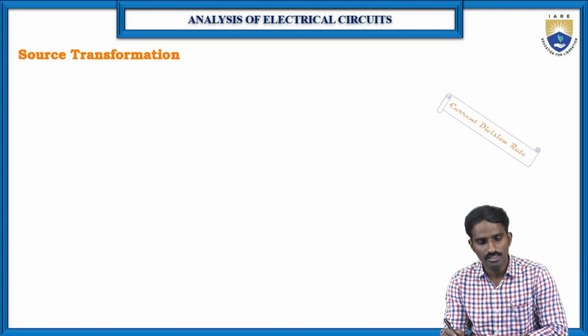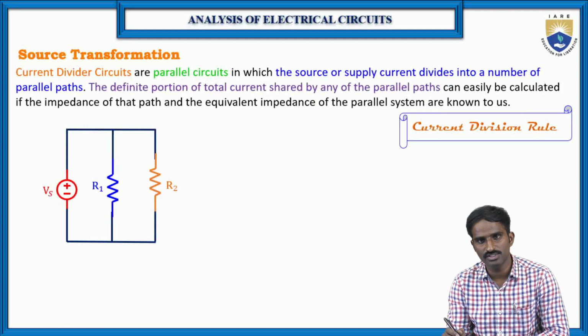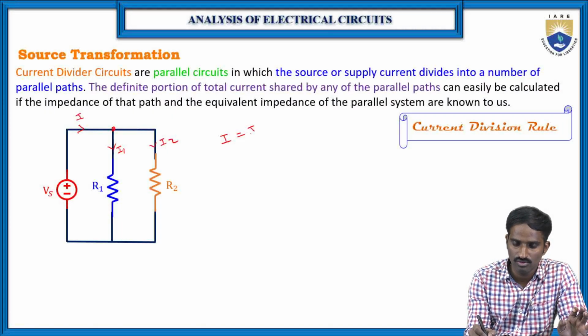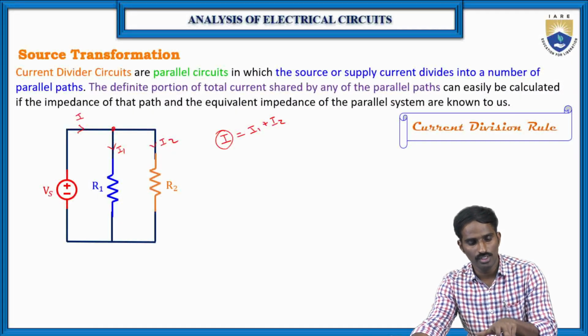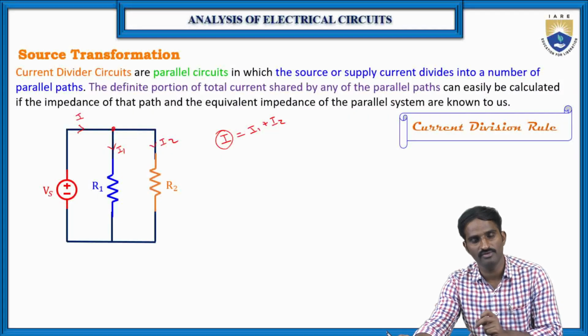Then coming to the current division rule. As you know, this total current I is dividing into I1 plus I2. So at this particular node, according to Kirchhoff's current law, I is equal to I1 plus I2. Which means this total circuit current is dividing into two different resistors. So how do we find the current flowing through R1 and the current flowing through R2? That is, how the total current is divided into these two currents, I1 and I2, that we are going to find.